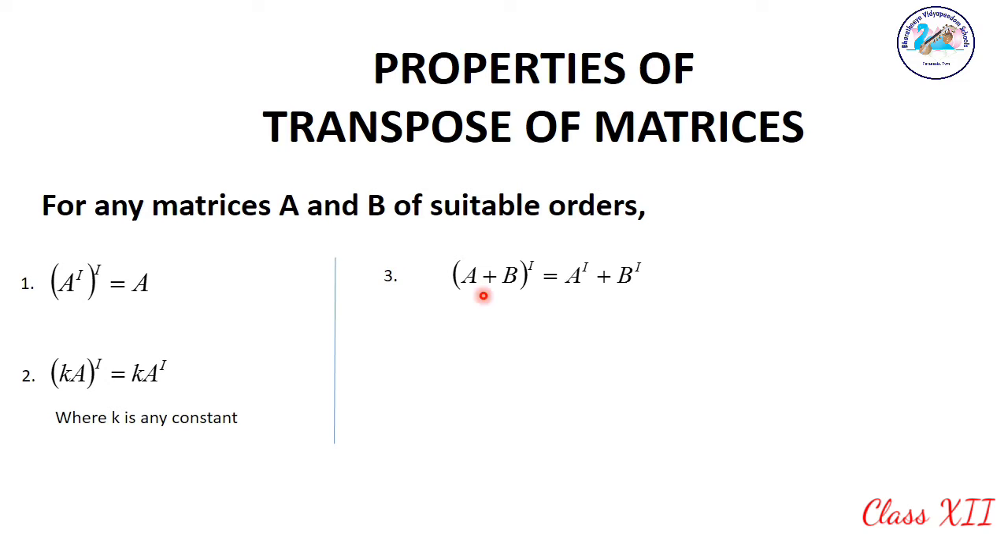Next property, A plus B the whole transpose is equal to A transpose plus B transpose. If you take the sum of two matrices and take that sum's transpose, it will be equal to the individual transposes added. And the fourth one, AB the whole transpose is equal to B transpose A transpose. Here when you are multiplying two matrices AB, first matrix is A and second matrix is B, then if you take the transpose, that will be equal to second matrix transpose into first matrix transpose.